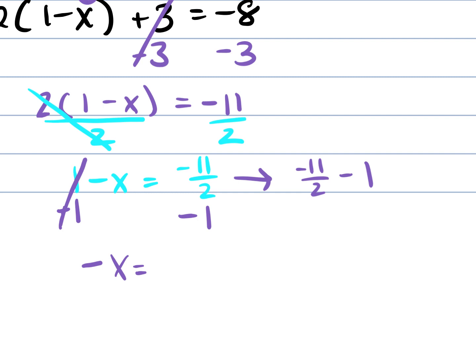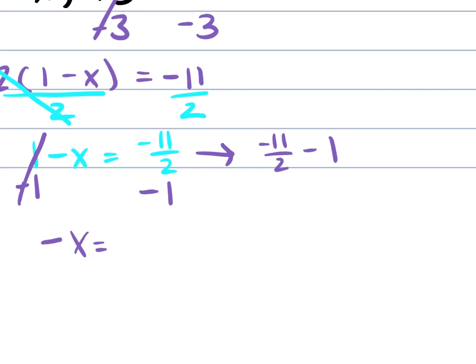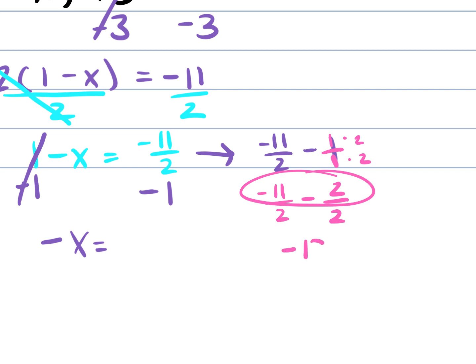So when I have a fraction and a whole number, I need a common denominator in order to subtract them. So this is negative 11 over 2. I want to make 1 have the denominator of 2. So I'm going to change it to 1 over 1 and multiply the top and the bottom by 2. So make it 2 over 2. So now that they have the same denominator, I can subtract the numerators and keep the denominator the same. So this would be negative 13 over 2.